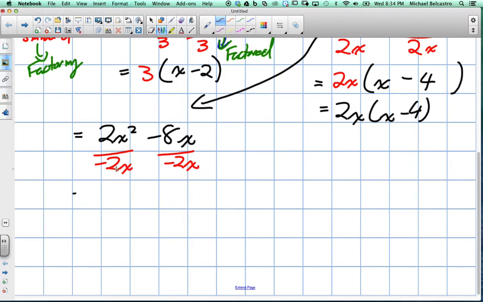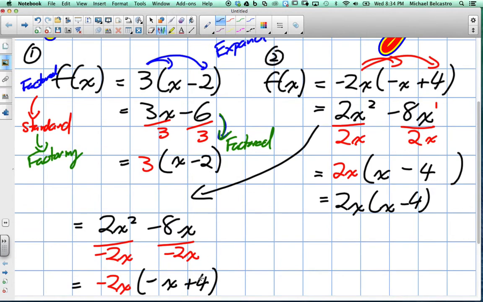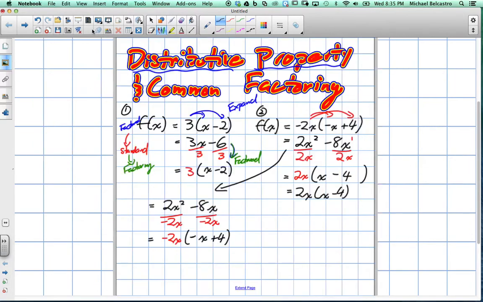We'll get, is equal to negative 2x. When we divide by a negative, we're going to get a negative answer, so we'll get negative x. And negative 8 divided by negative 2 is positive 4. And boom, it's the exact same term as what we had up here, okay?